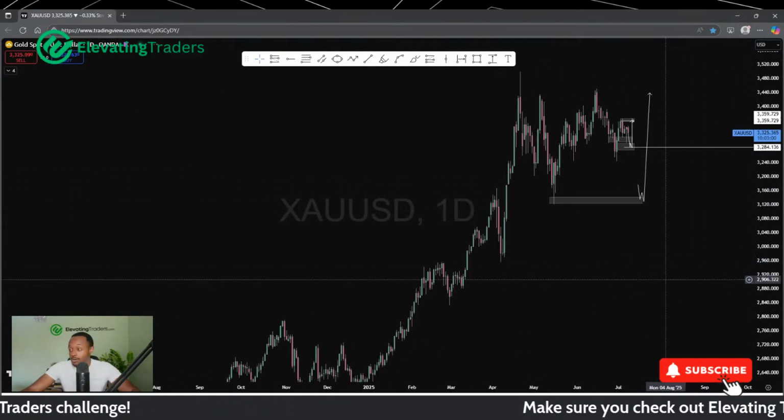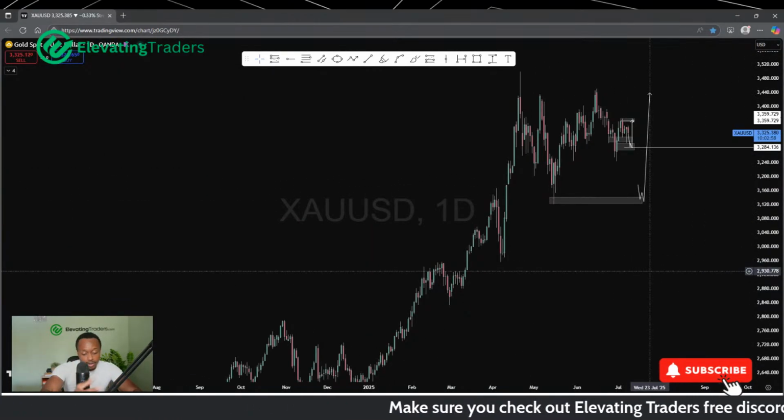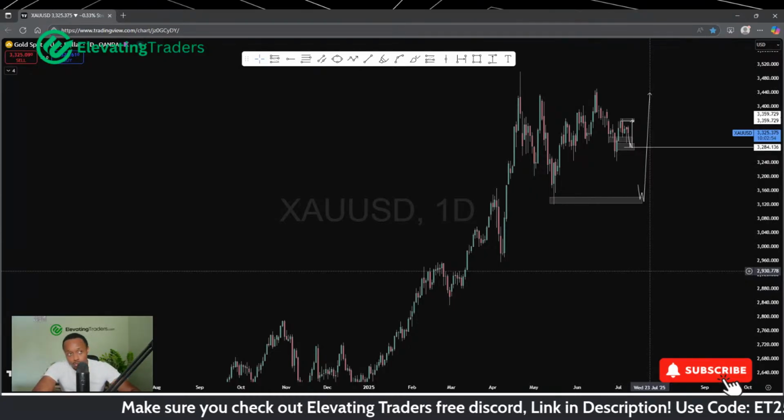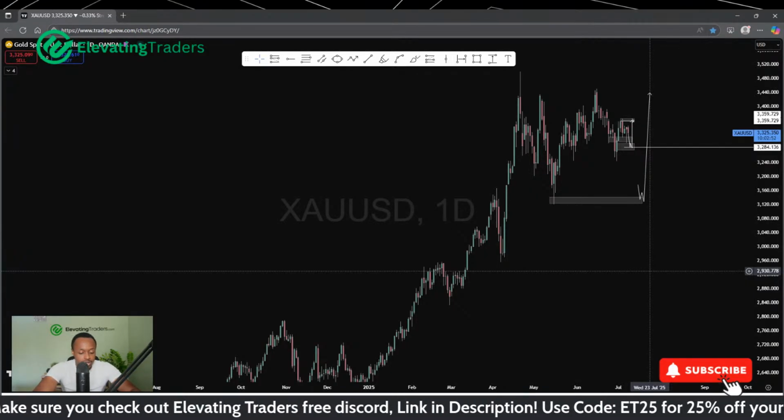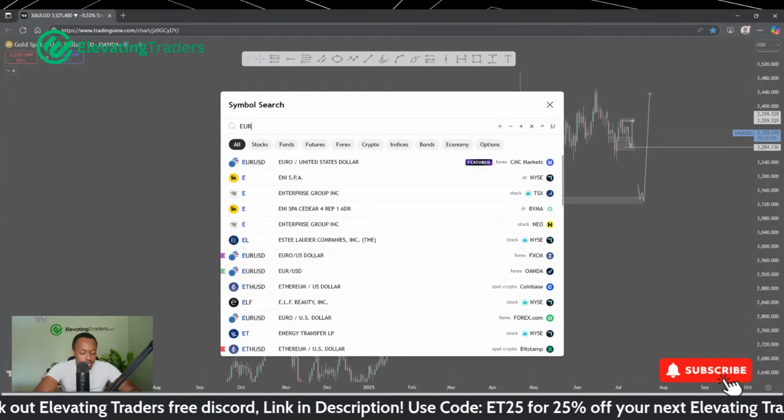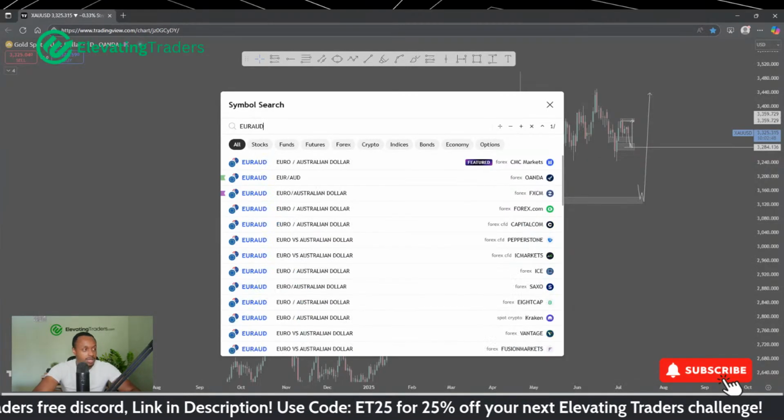But as for myself, Euro Yen is on the watch list, but it's probably going to be at least a few days before I do get an opportunity. Maybe towards the end of the week or maybe early next week. So I'm not going to be too concerned about the price action with Euro Yen just yet, but definitely going to keep a close eye.